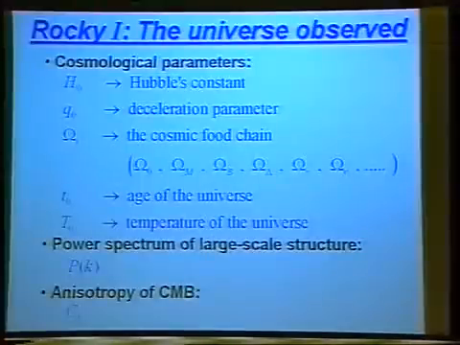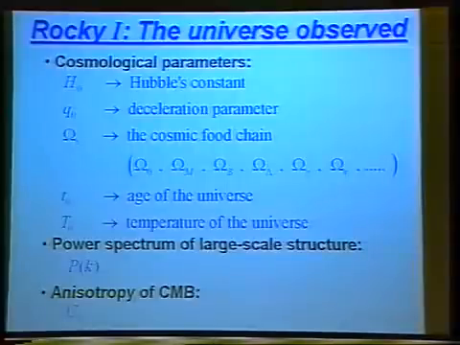So the total density of the universe, and the fraction of the density in the universe that's in matter, baryons, possibly a cosmological constant, photons, or neutrinos. I will talk about the age of the universe and the temperature of the universe. And then I would like to introduce a statistical measure of the structure in the universe, the power spectrum of large-scale structure, and something similar that's used to analyze the microwave background radiation, the power spectrum.